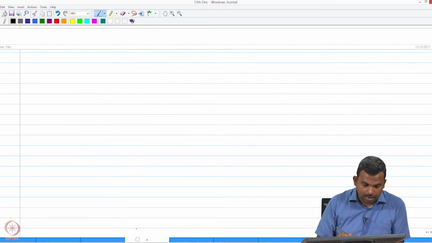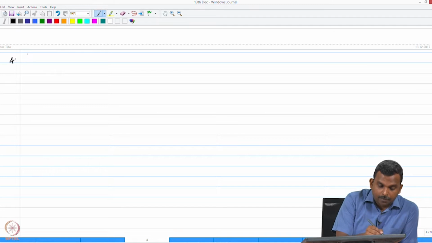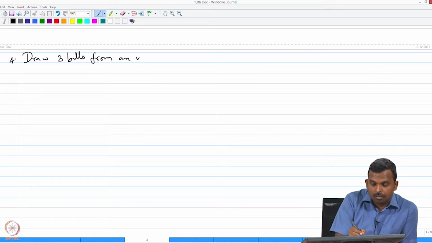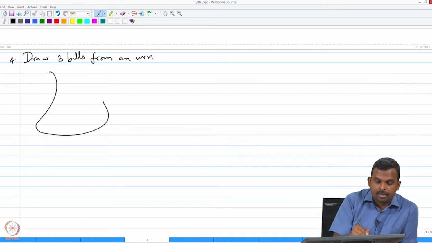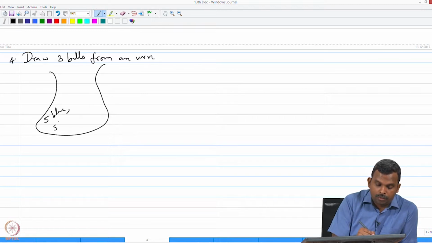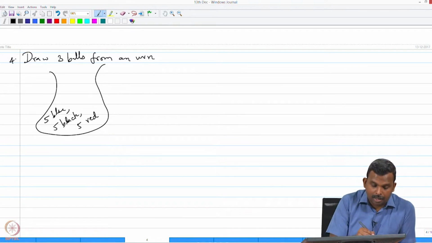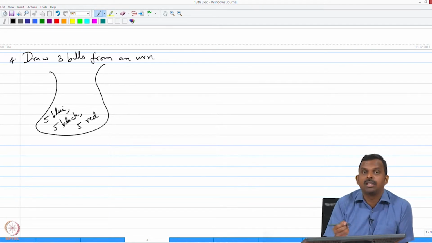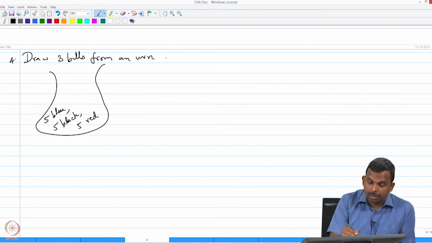So, I am going to do another problem like this, which is slightly complicated. Draw 3 balls from an urn. Okay, and the urn has, let us say, 5 blue, 5 black and 5 red balls. Okay, it has 5 blue balls, 5 black balls and 5 red balls. I am drawing 3 balls from the urn without replacement.